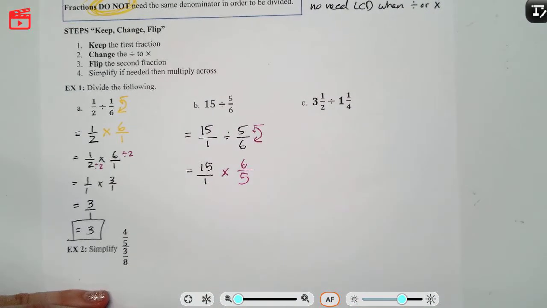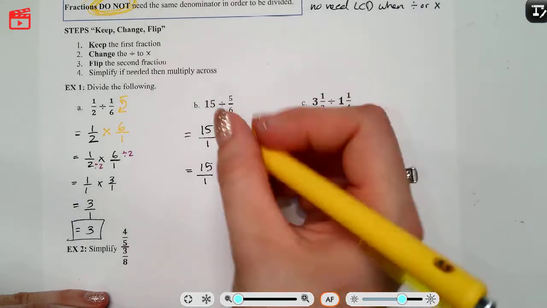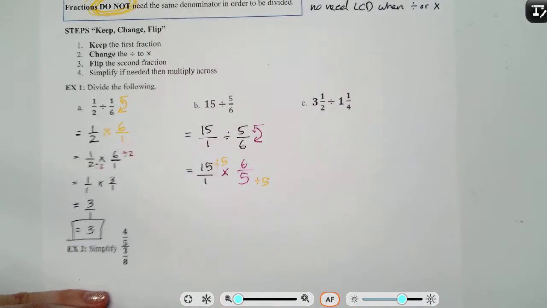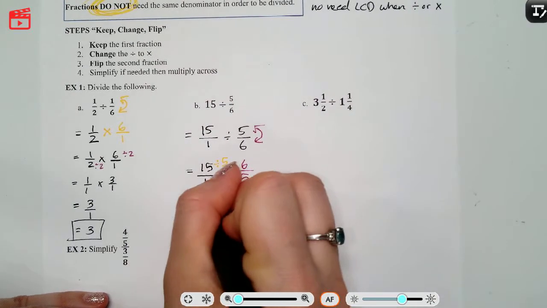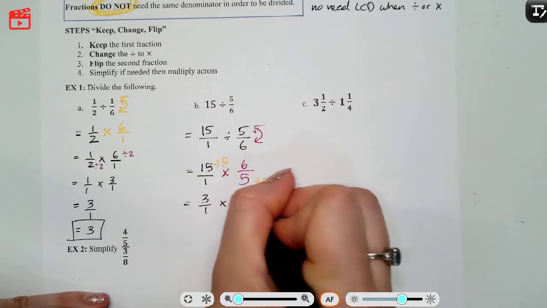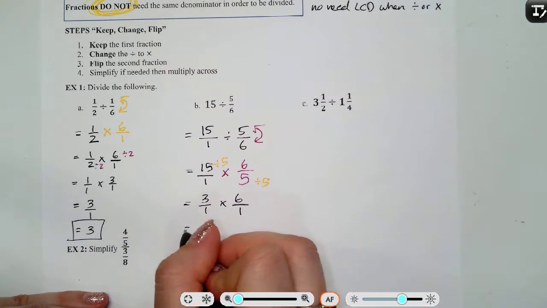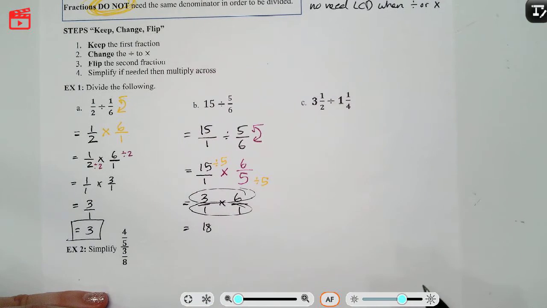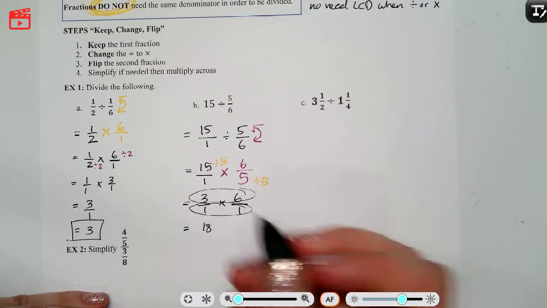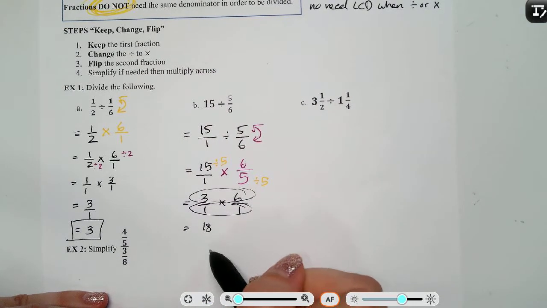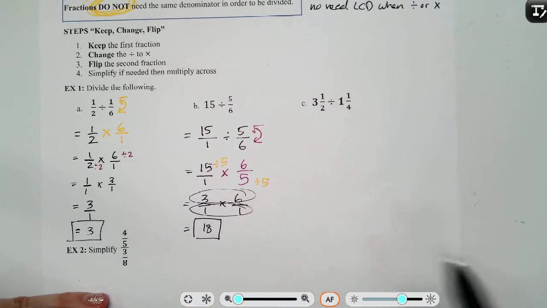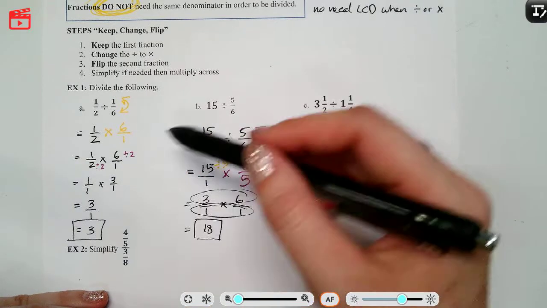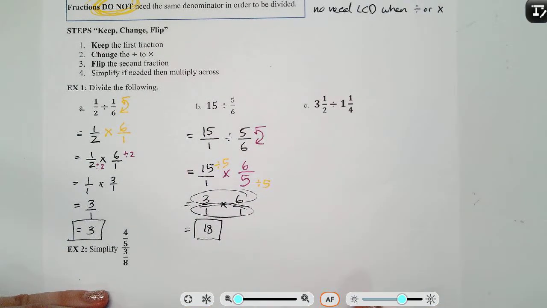Can we simplify? Yeah, 5 and 15. They're both divisible by 5. So that's going to be 3 over 1 times 6 over 1. Multiplying across, that's going to be 18. Multiplying across the bottom is going to be 1. But we don't need to write that 1. We know that 18 over 1 is the same as 18. We're just going to keep that as 18. Once again, notice the lining up of the simplifying and boxing my answers.